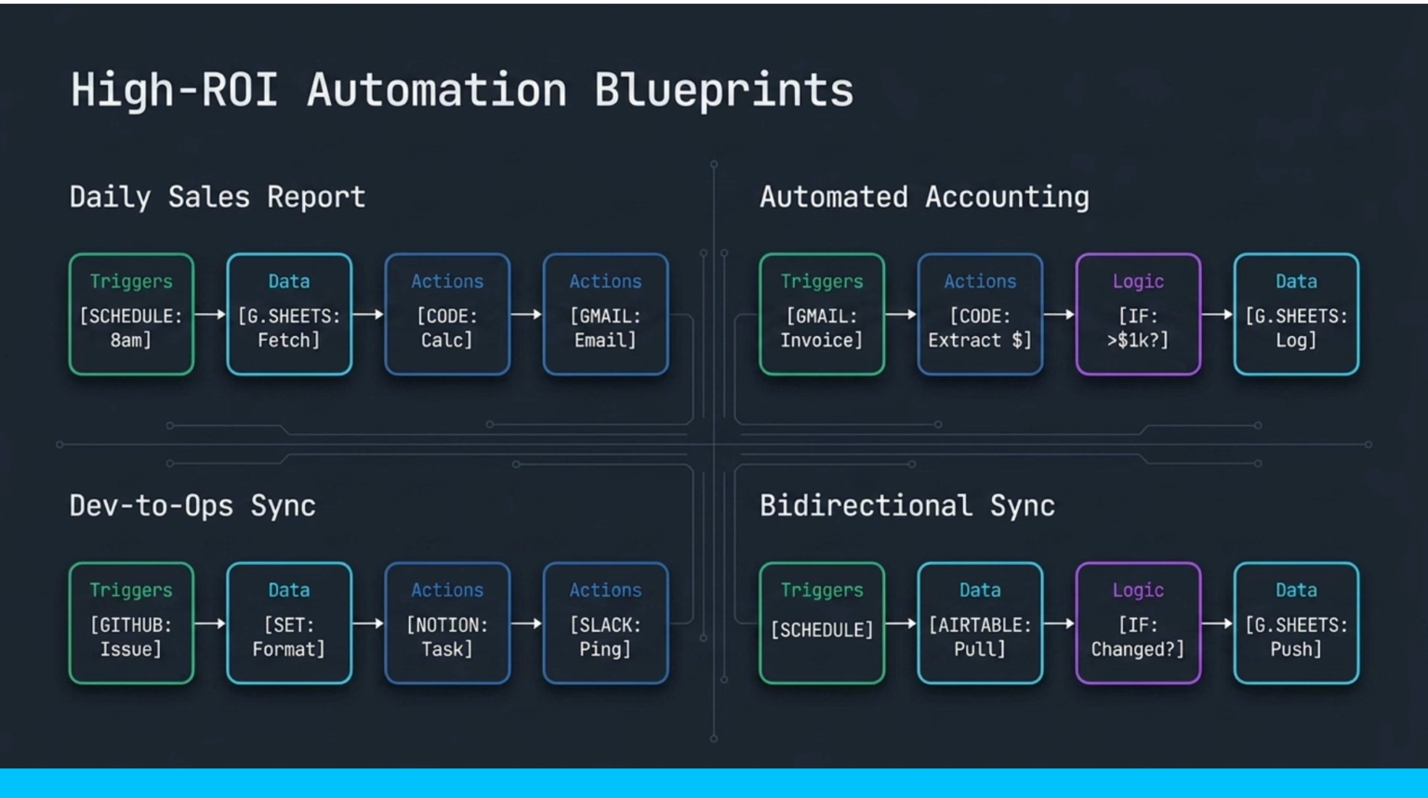Dev to Ops sync. Every new GitHub issue becomes a Notion task with full context and Slack gets a notification. No copy-pasting between tools. Bidirectional sync. Airtable and Google Sheets stay synchronized automatically. Pick one. Build it tonight. The complete guide with all 15 blueprints is linked in the description.